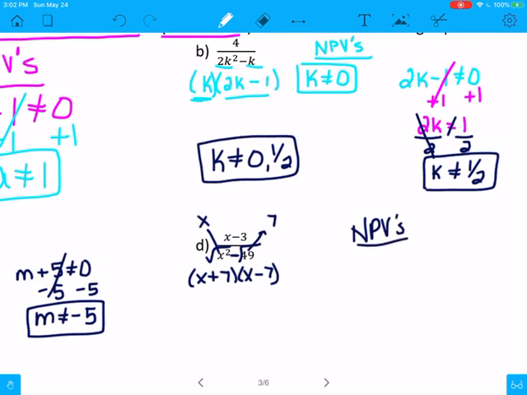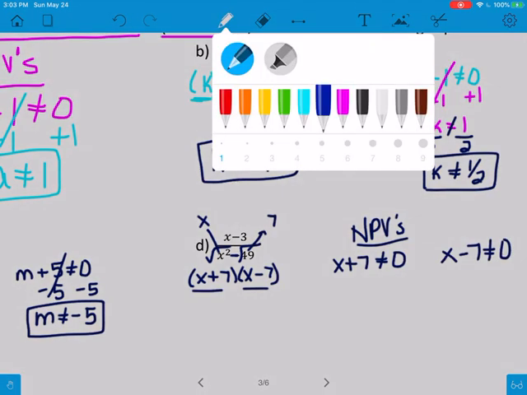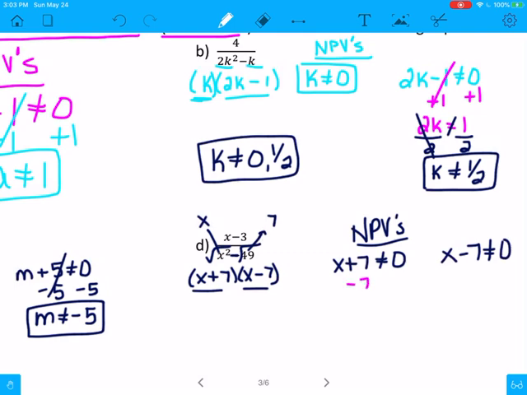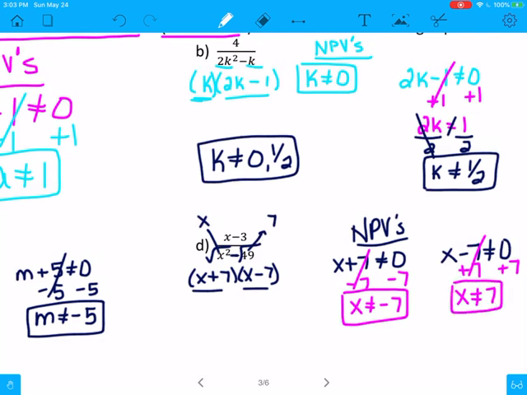So my NPVs are going to be x plus 7 cannot equal 0. And then my other one, x minus 7 cannot equal 0. The catch is I have to solve for x. So I'm going to subtract 7 from this side. I'm going to do this one first. And I'm going to get x cannot equal negative 7. That's my one non-permissible value. And then I add 7 to this side. And I go x cannot equal 7. And you can leave them separate like that, or on the diploma and my own self, I would write it as x cannot equal plus or minus 7.